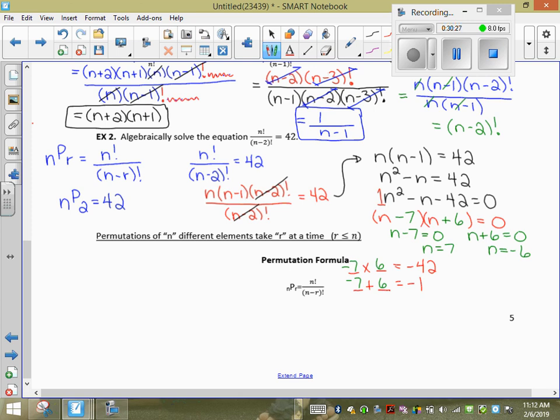So if I plug this back in and check it, I have negative 6 factorial. Okay, that doesn't make sense. This can't happen. It's called extraneous. So that means it's no good. 7 factorial over 7 minus 2 factorial is 7 factorial divided by 5 factorial, which is 42. So I checked it. It works. It's good. My answer is 7.